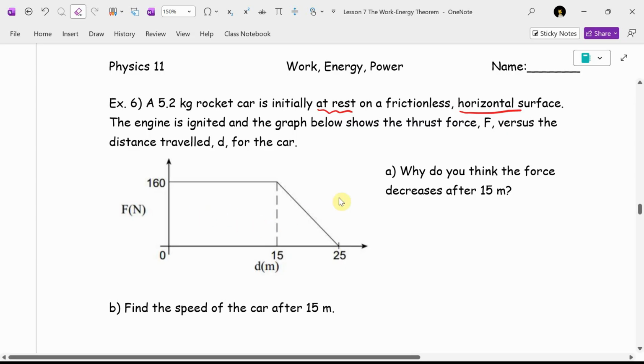Okay. A says, why do you think the force decreases after 15 meters? Why do you think here suddenly the force starts getting smaller and smaller? This is not physics, this is how rockets work. What do you think is going on right there? Why is the force getting less and less? What happens near the end of the rocket? It's losing fuel. Yeah. Okay.